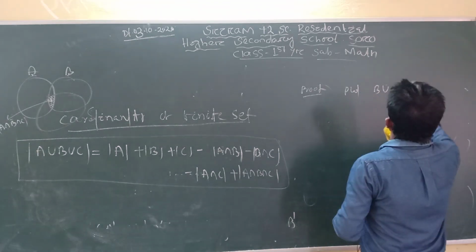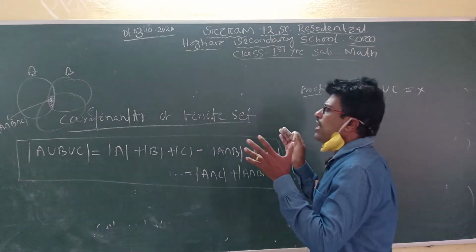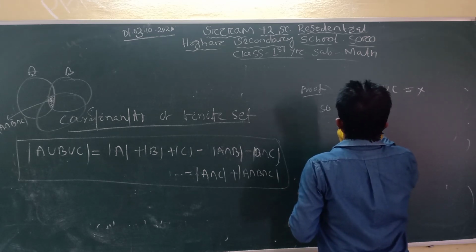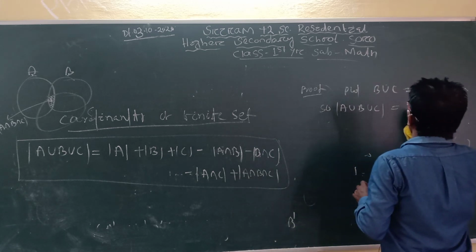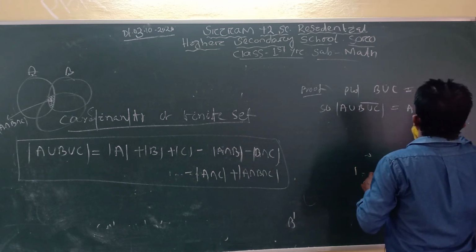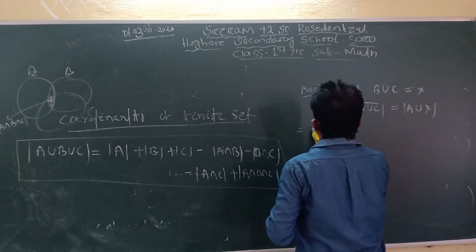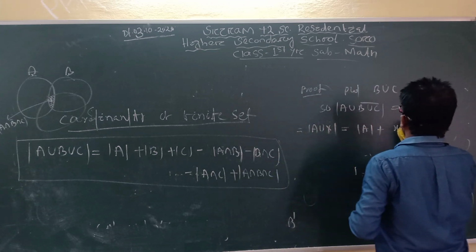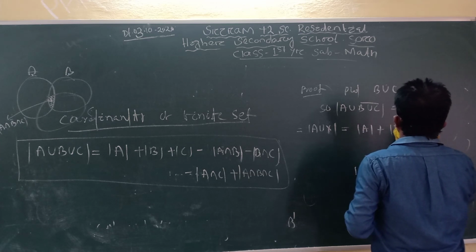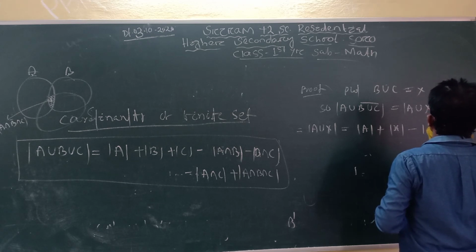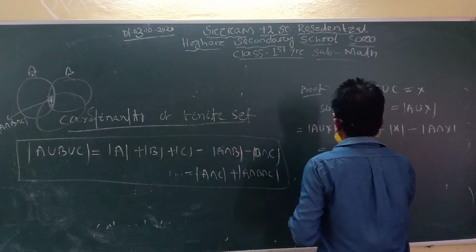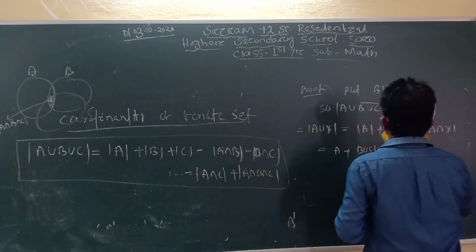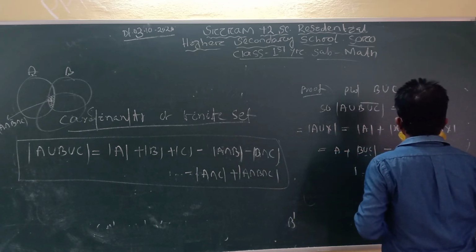Put B union C equal to X. B and C are two sets, and we take their union as X. So A union B union C becomes A union X. From before, you already know the cardinality of A union X is cardinality of A plus cardinality of X minus cardinality of A intersection X. Now put the value of X, which is B union C: cardinality of B union C minus cardinality of A intersection of B union C.